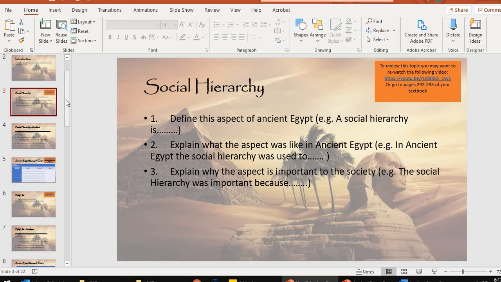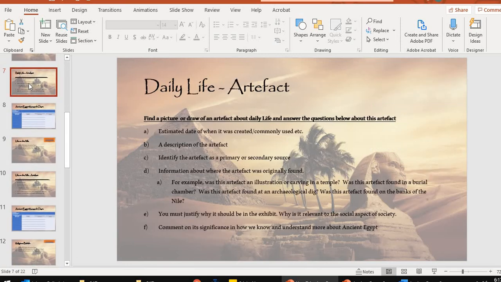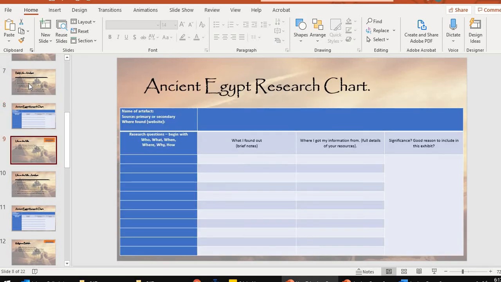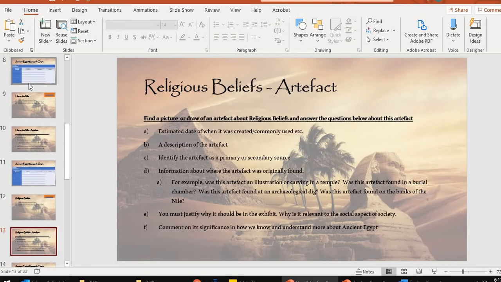Add pictures. Do what you need to do. Make it special. All I've done is just added a background. You need to make it your own. So everything's in there that you need to do. You just need to answer the questions about your artifact, about that task. So each of your artifacts should be about that actual aspect of society. So for religious beliefs, you might actually have a mummy or an amulet, or you might have a statue of a god. So you would have these, and you'd include a picture maybe on this side, and then you'll answer these questions.